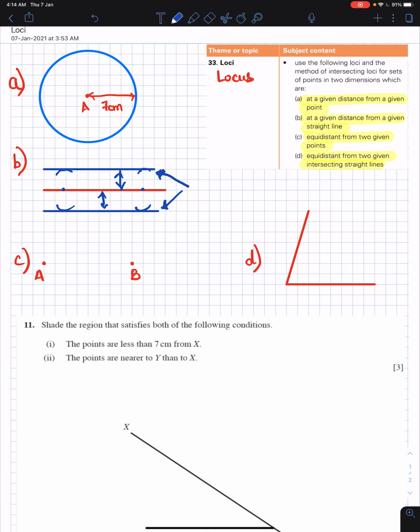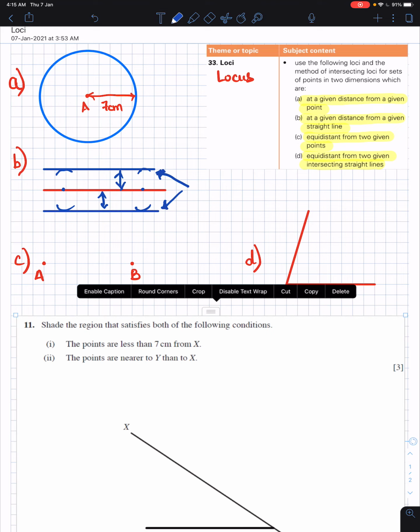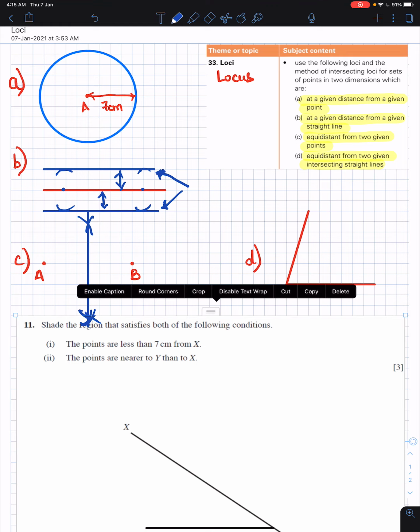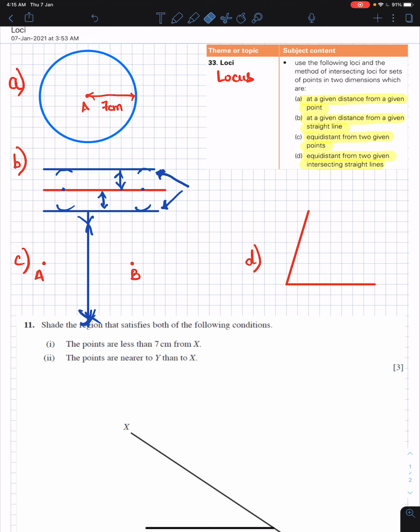Okay, the next is equidistance from 2 given points. This one's easy, we've already done this. We just have to make a perpendicular bisector. You have to place your compass on the first point, on point A first, and then you have to make an arc. Similarly for B, you have to make an arc, and then you have to make your perpendicular bisector like we've already discussed. So this is your perpendicular bisector, and this line will always be equidistant from point A and B.